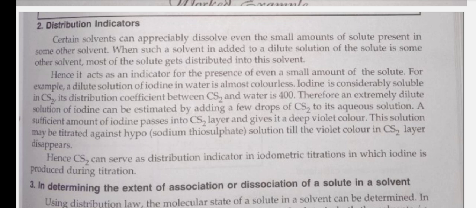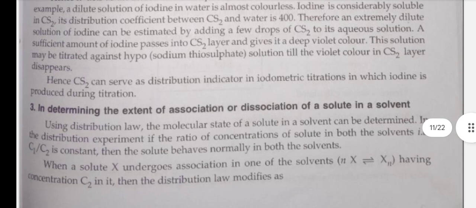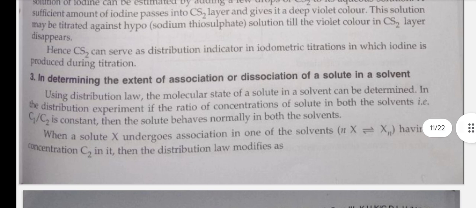This solution may be titrated against hypo solution till the violet color in the CS2 layer disappears. Hence, CS2 can serve as a distribution indicator in iodometric titrations in which iodine is produced during titration.